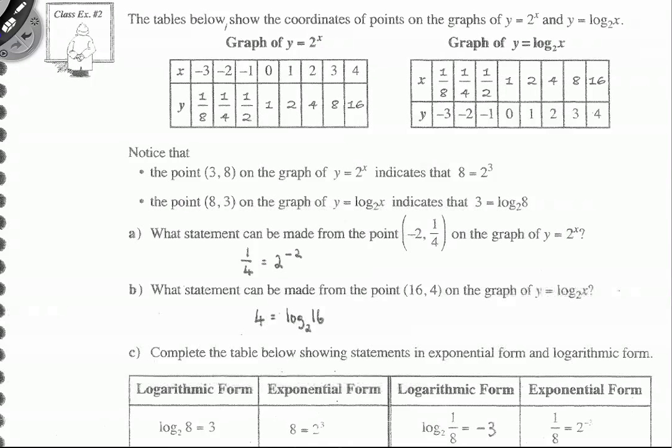Concurrently, what statement can be made from the point 16,4 on the graph of y equals log x base 2? Y is 4, x is 16, so we get 4 equals log 16 base 2. So bear with us here as we go through these examples. I know logs are new terminology, but we'll explain here what it's all about.